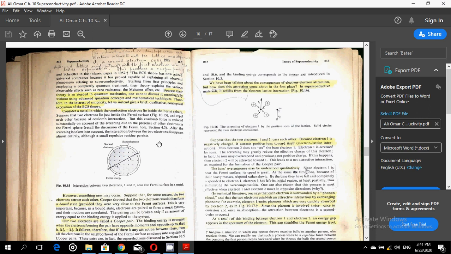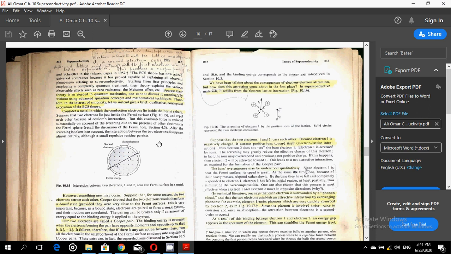We have been talking about the consequences of electron attraction. But how does this attraction come about in the first place? That is a question. In conductive materials, it results from the electron lattice interaction.